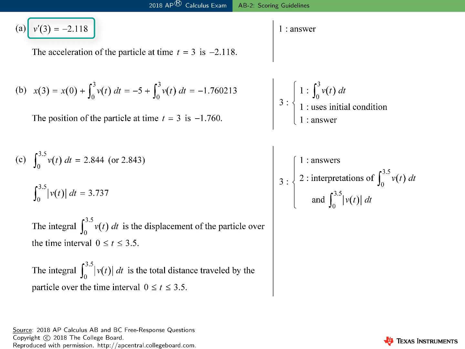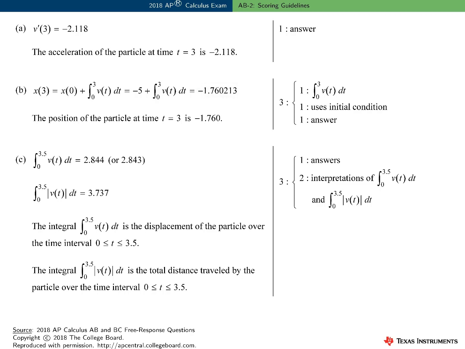Part A was worth 1 point, simply for the answer. We need to find v prime of 3, and we should do so using technology. Part B was worth 3 points. Using the fundamental theorem of calculus, or the net change theorem, 1 point for writing the definite integral from 0 to 3 of v of t dt, 1 point for using the initial condition on the way to finding the position of the particle, and 1 point for the final answer, the position of the particle at time t equal 3.